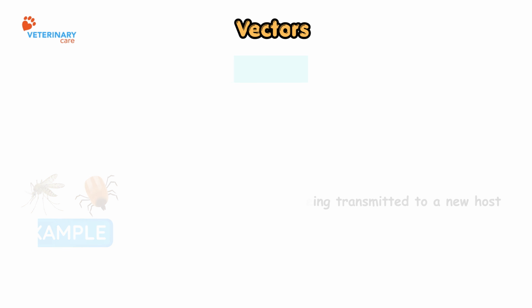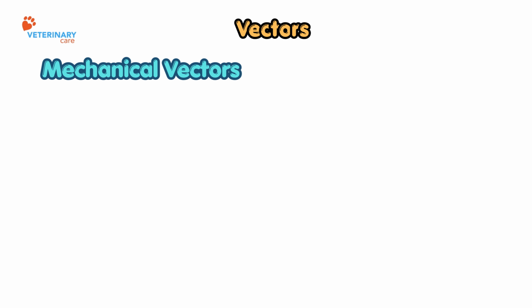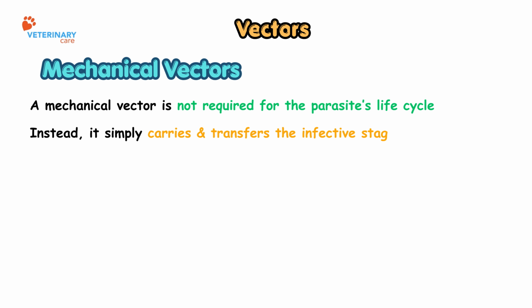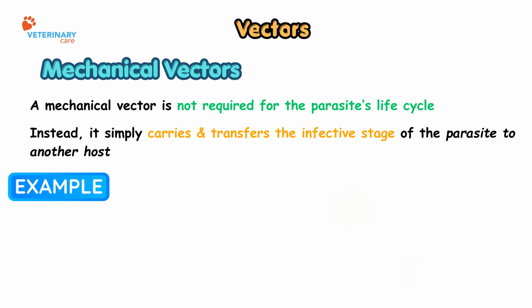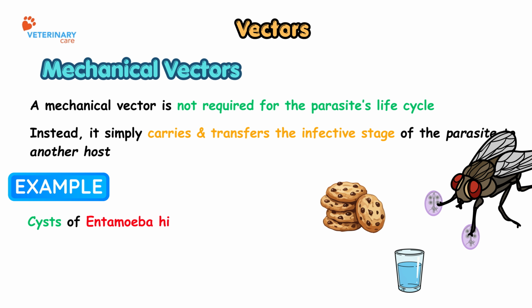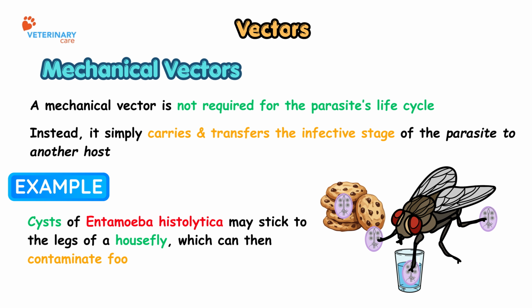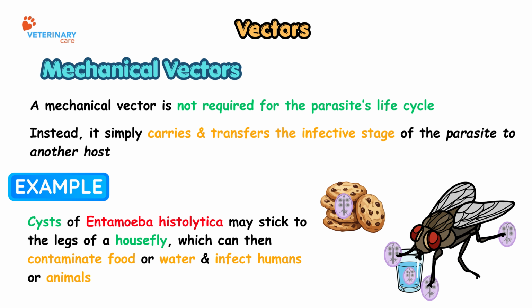Now let us discuss mechanical vectors. A mechanical vector is not required for the parasite's life cycle. Instead, it simply carries and transfers the infective stage of the parasite to another host. For example, cysts of Entamoeba histolytica may stick to the legs of a housefly, which can then contaminate food or water and infect humans or animals.